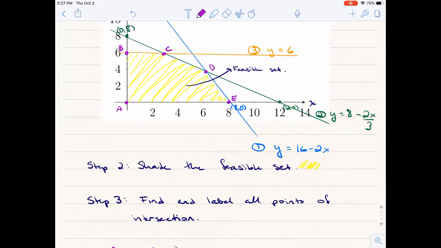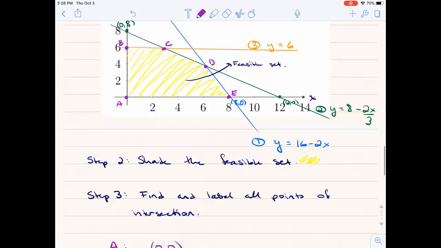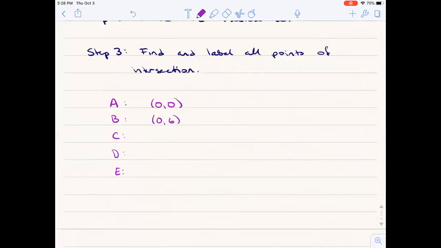C is the intersection of line 2 and line 3. We don't know what that point is, so we're going to have to solve for it. It's fine because one of the lines is y equals 6, so it's going to be pretty easy, right? But we still have to solve for it. So I just make little notes to myself saying, okay, well, that's one that I have to solve for.